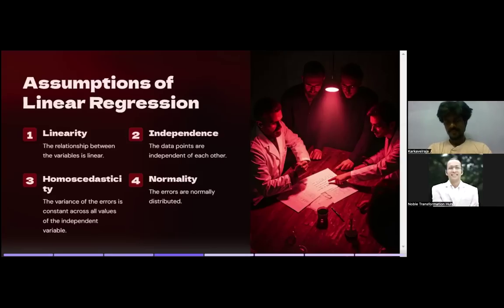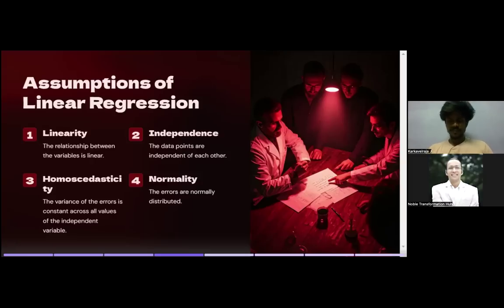Second is independence. The data points are independent of each other. That is what it is in linear regression. They are not dependent. Third, homoscedasticity. The variance of the error is constant across all values of the independent variable. You can say they are constant across.